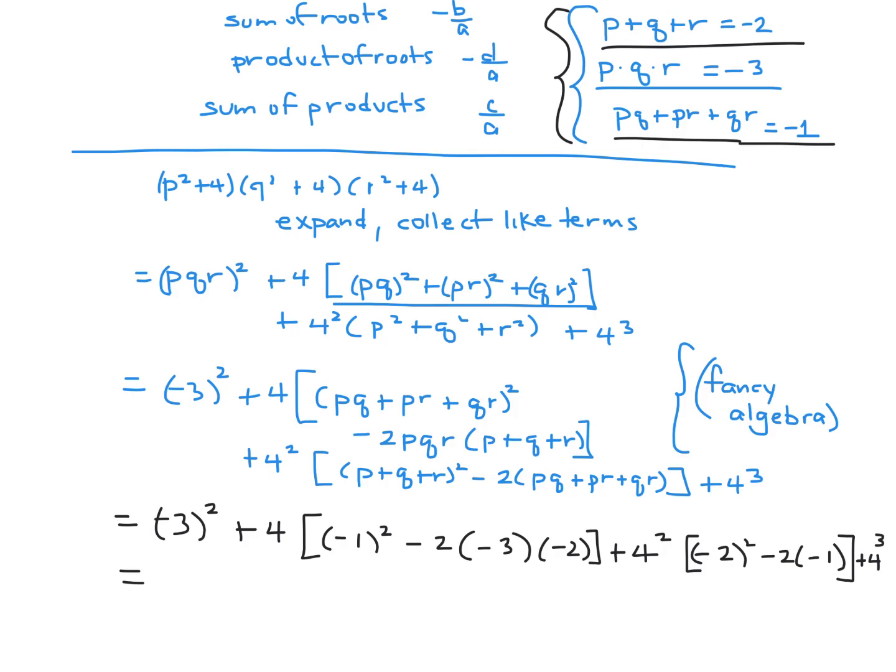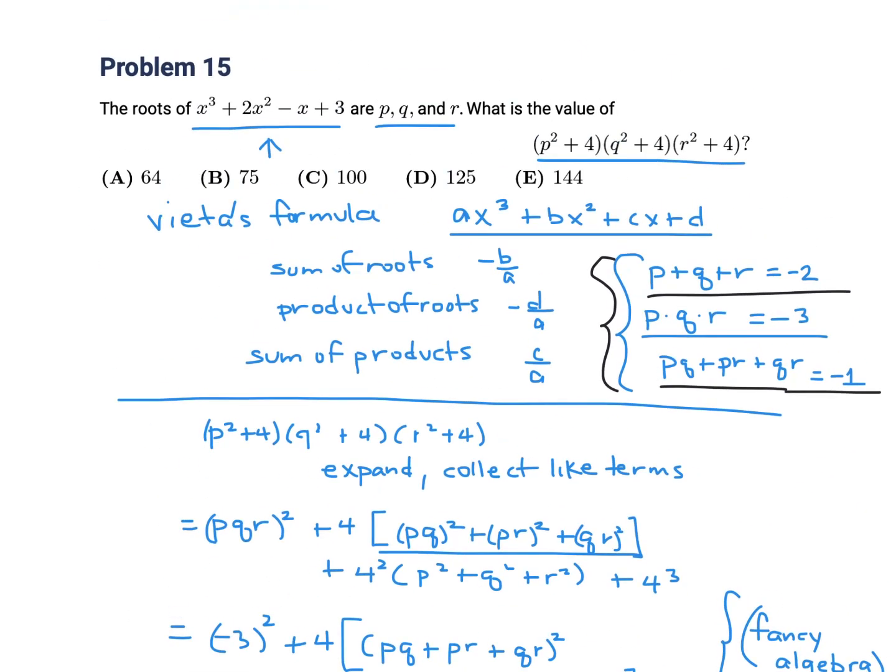And then this is basic algebra. I'm sure you can do that. When you crunch out all those numbers, you will get 125. 125 is the answer, and that would be D.